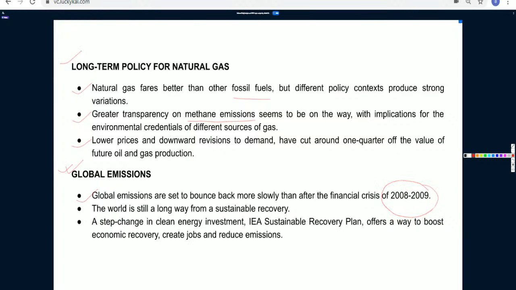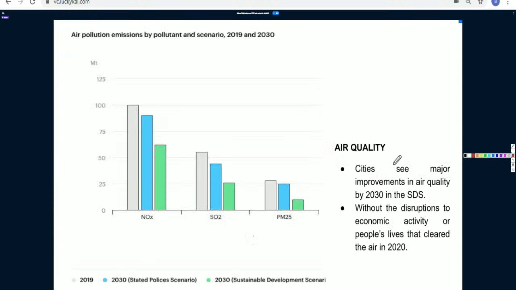The financial crisis happened in 2008-09, triggered by one of the non-banking financial companies from the US, Lehman Brothers. So they are saying that global emissions are set to bounce back more slowly compared to the 2008-09 financial crisis. These are the things associated with this report. This is the last slide under this report.